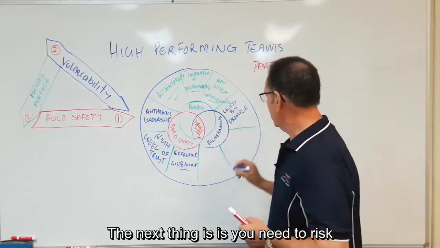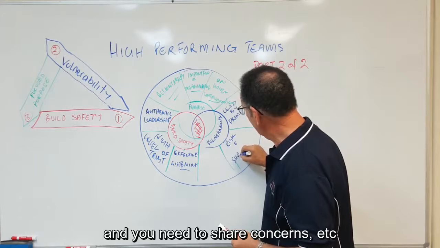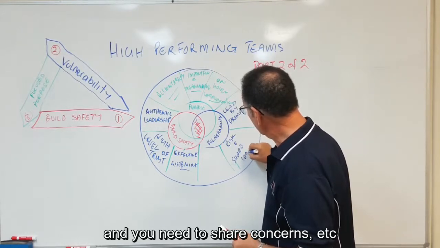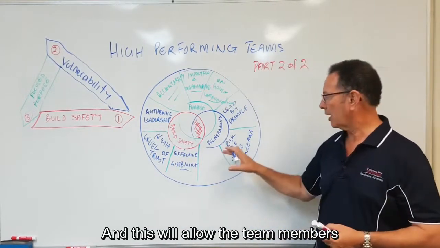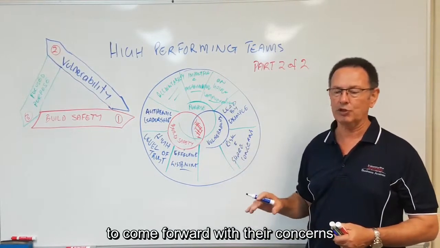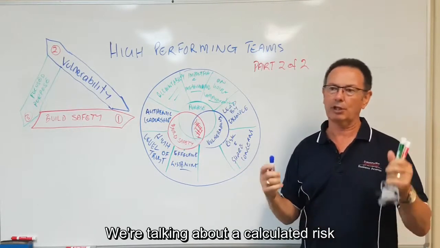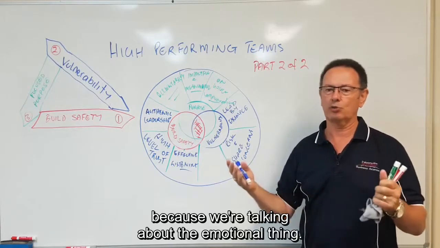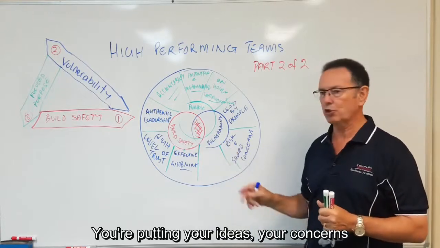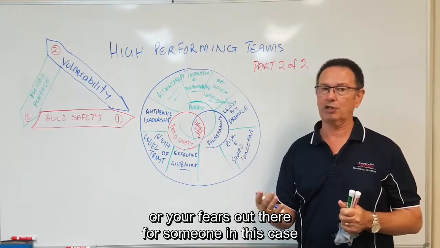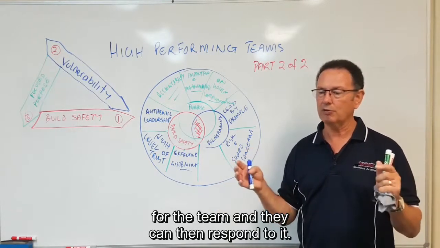The next thing is you need to risk, and you need to share concerns, etc., that you may have. And this will allow the team members to come forward with their concerns and be prepared to risk. So what are we saying here? We're talking about a calculated risk because we're talking about the emotional thing. So what you do is you're testing the water. You're putting your ideas, your concerns, or your fears out there for the team, and they can then respond to that.